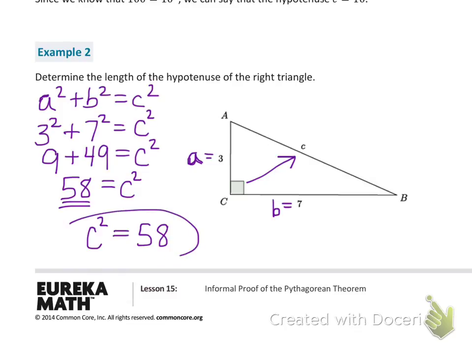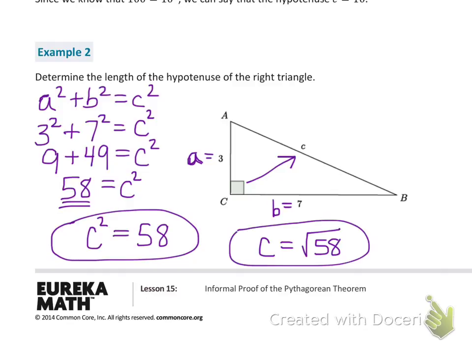So you can leave your answers in this form. Some of you have learned square roots, so you could say something like c is equal to the square root of 58. If you have not learned that yet, don't worry about it. Leave your answer just like that. C squared is 58. I can't simplify that any further with the numbers that I know at this point. Okay, and you can check the solution key to see if you're on the right track with doing these, okay?